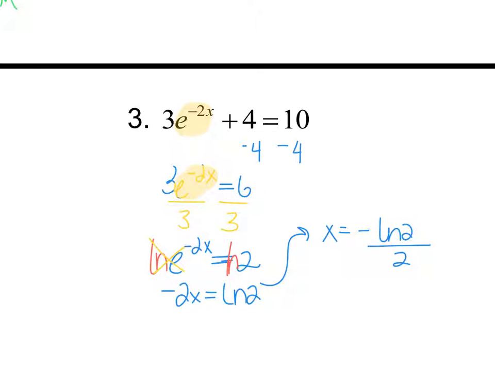Notice that the 2 is on the outside. It's not part of this inside here, so we can't combine these. You leave it the way it is, all divided by 2, and that's your exact answer. Go ahead and plug that into our calculator. We should get negative 0.3466.